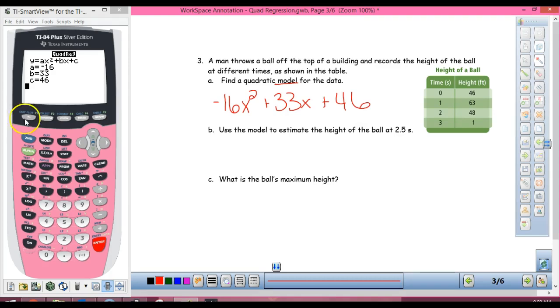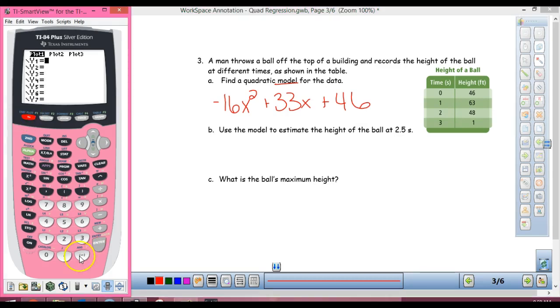So what are your y equals? Let's plug it in there. Negative 16x squared plus 33x plus 46. Boom! Alright, so it says use the model to estimate the height of the ball at 2.5 seconds.